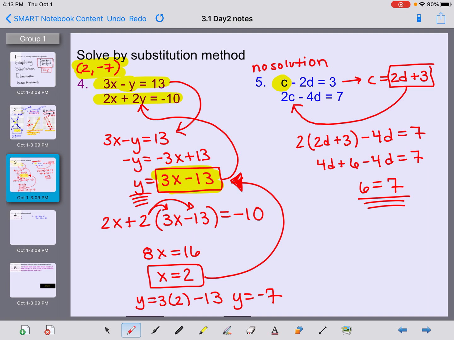You have two choices here. It's either a no solution answer or it's an all points on the line answer. If this is a false statement, you say no solution. If that was a true statement, you would have said all points on the line, or the phrase infinitely many solutions.